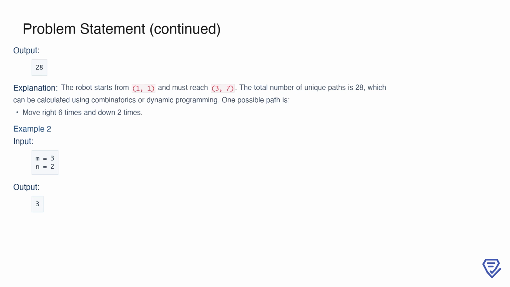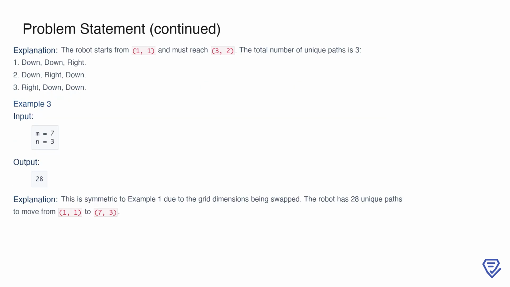Now, in the second example, where m is 3 and n is 2, the output is 3. In this case, the grid is narrower, so there are fewer routes available. The robot can take 3 distinct paths: moving down twice and then right once, moving down once, then right, and then down again, or moving right first and then down twice. Each of these paths satisfies the movement constraints.